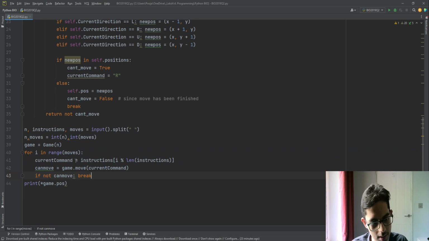Another small intricacy which we have over here is the current command. It will be the instructions, where i is the range of moves, mod length of instructions, since we need to carry out the instructions n times. So let's say the instructions are FL. Then after we've finished looping through them, after we've done the second instruction, we need to go back to the first one. So that's where the modulus operator comes in. And then if we can't make a move, then we break, and finally we just print off the position. So that's pretty much it for this particular code.